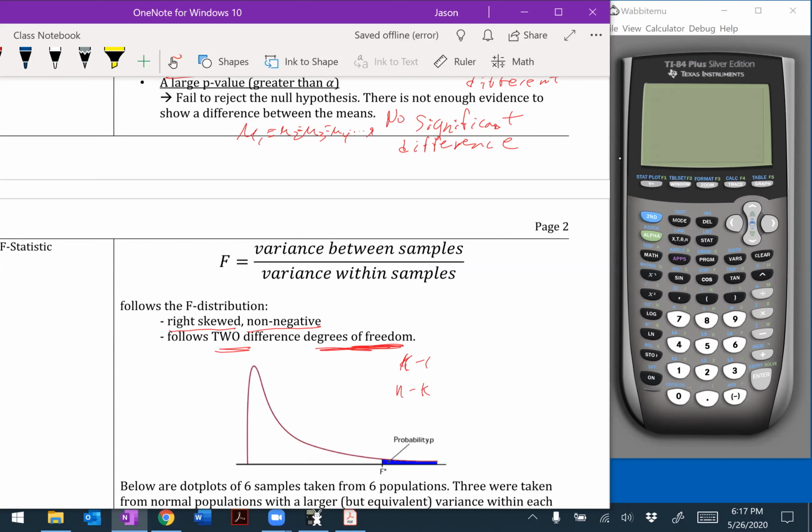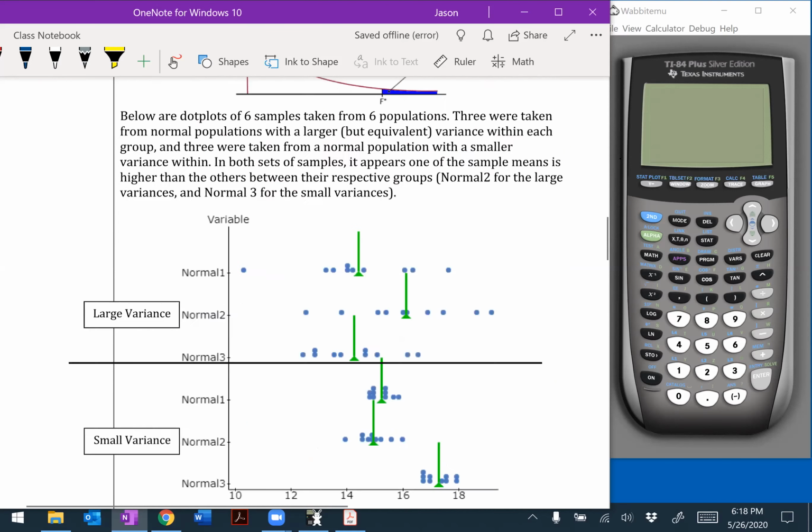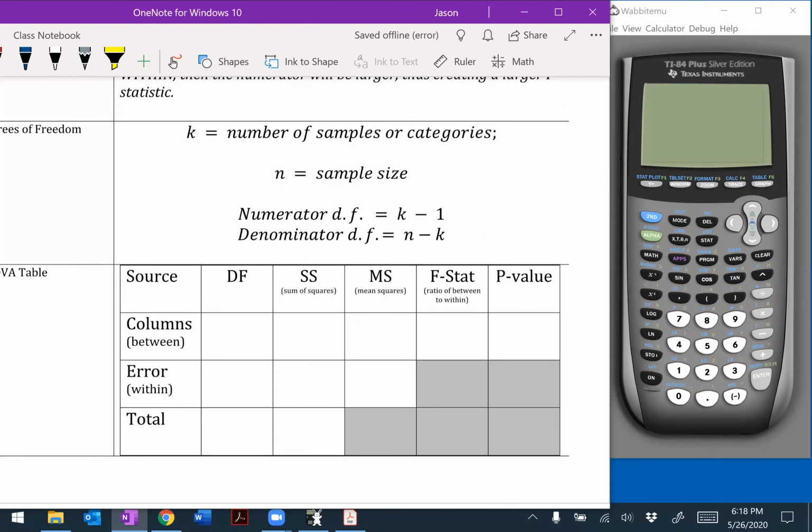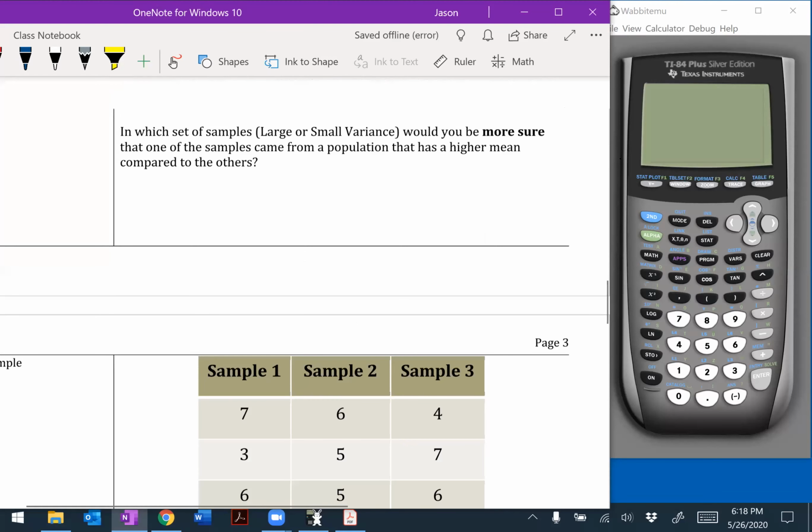So these are like rows and columns. 2 degrees of freedom. Is that right? Let me make sure that that's right. Yep, k minus 1 and n minus k. That's good. I know my stuff.